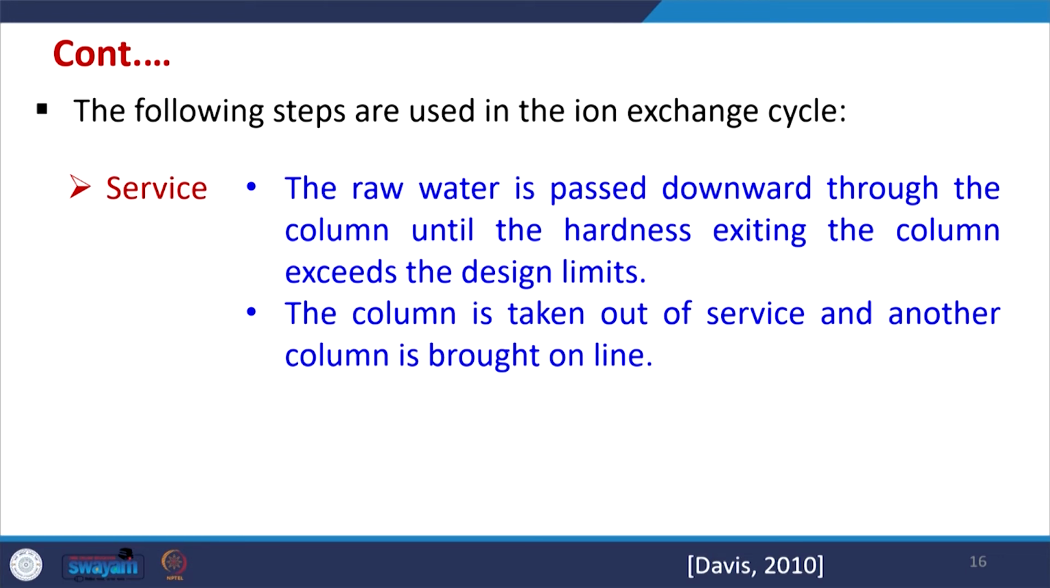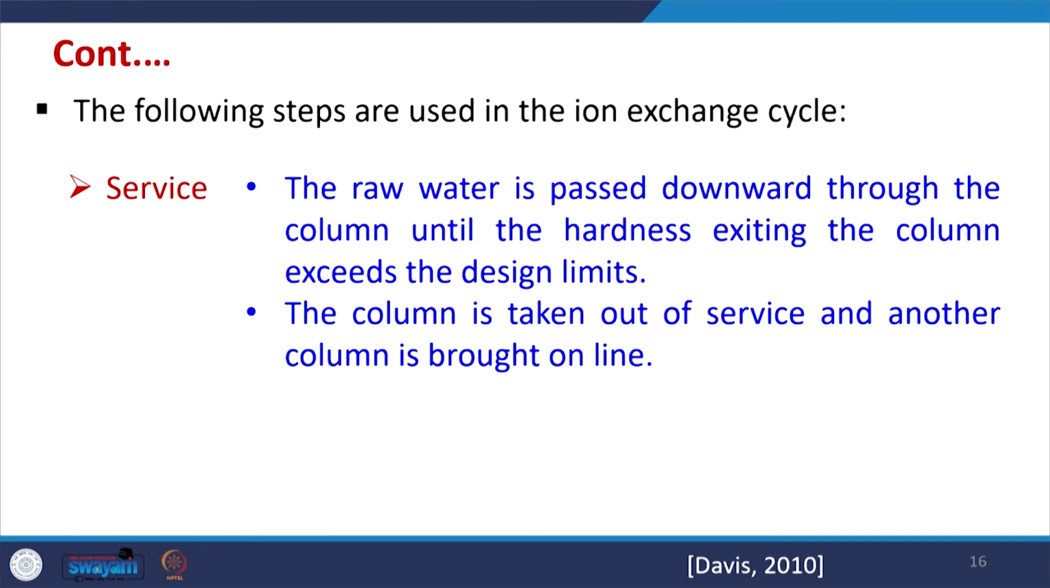Now, continuing further, there are a number of steps which are used in the ion exchange cycle in this case. So, during service what will happen? The raw water is passed downwards through the column until the hardness in the exit exceeds the design limits. So, the raw water will always be passing downward. Then after that the column is taken out of service and another column is brought in line.